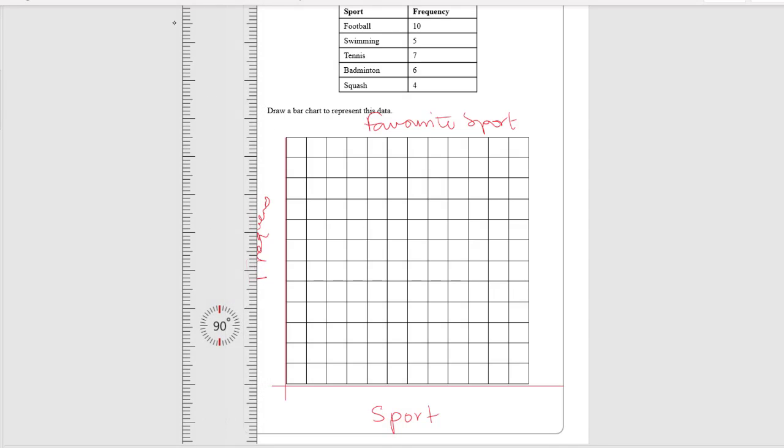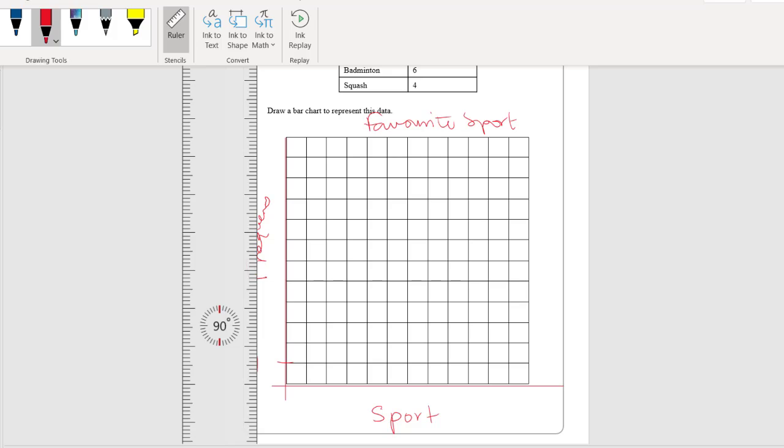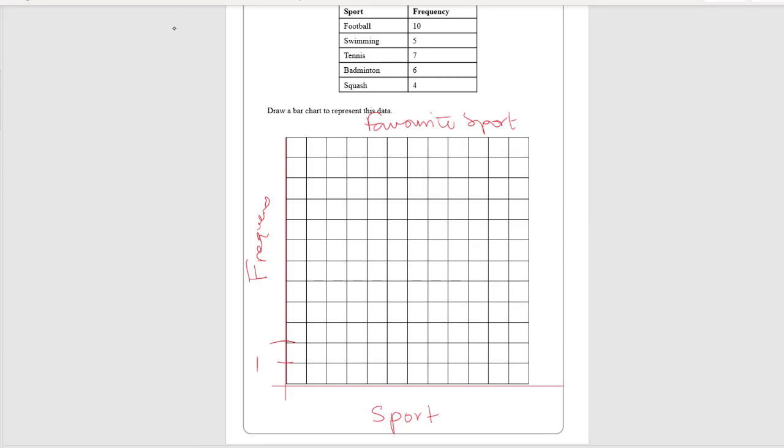So let's label the frequency first. 1, 2, 3, 4, 5, 6, 7, 8, 9, and 10. Okay, so football we got up to 10. So over here up to 10.